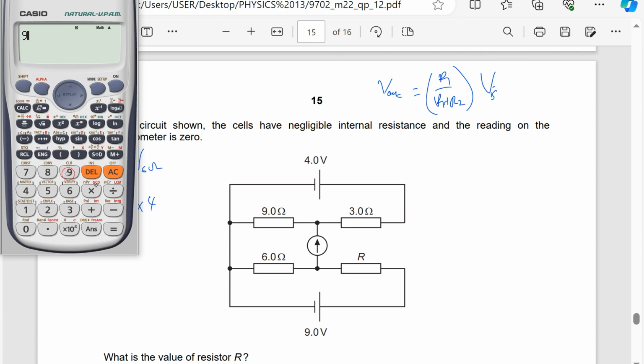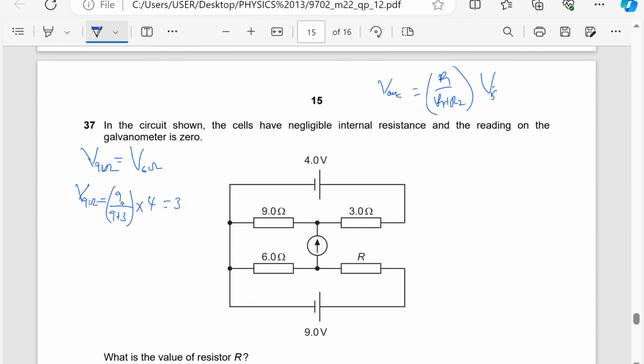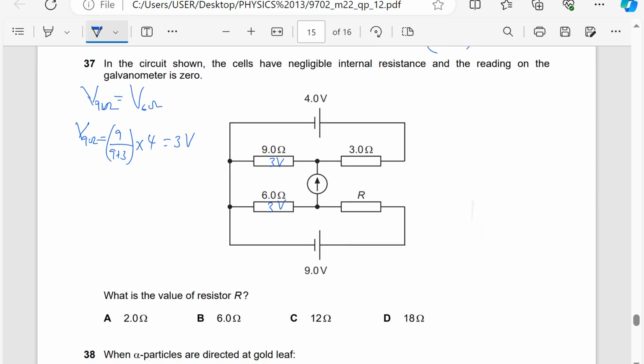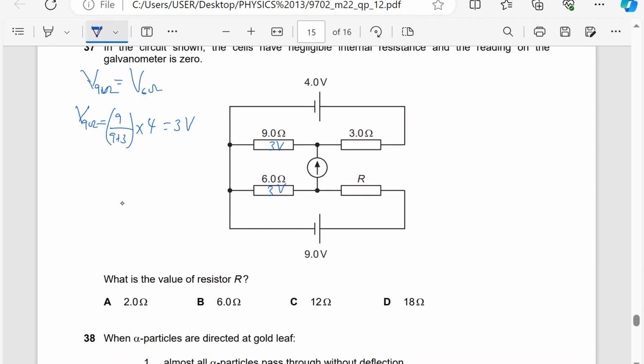From my calculator, I have 9 divided by 9 plus 3, then times 4. So this is going to be 3 volts. So it means the PD here is 3 volts. That is going to be the same PD here, which is 3 volts, because the 9 ohms is in parallel with the 6 ohms. So now it takes me to the lower part. If the PD here is 3 volts, what is the PD here? So the PD here is going to be 9 minus 3, which is 6 volts.